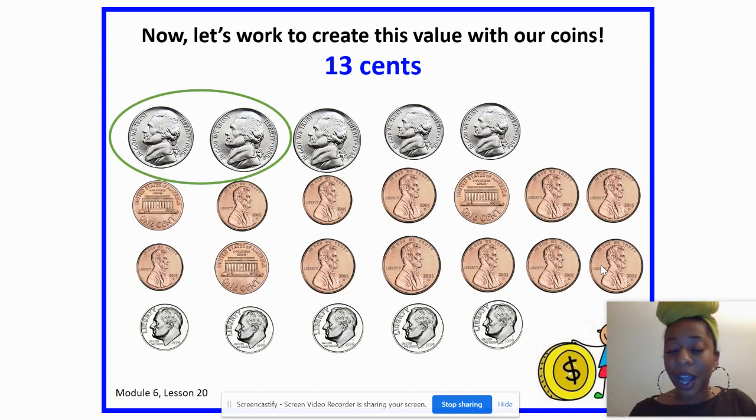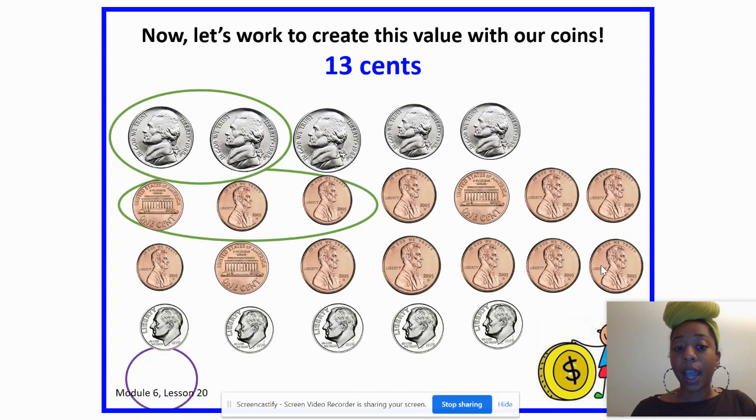A penny. Okay, let's try a penny. 5, 10, 11, 12, 13. You got it. 2 nickels and 3 pennies shows 13 cents. What's another way?